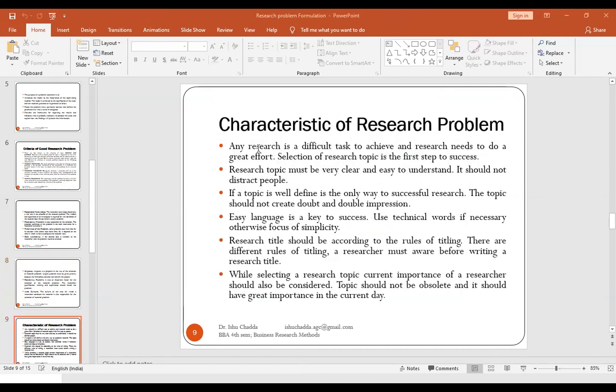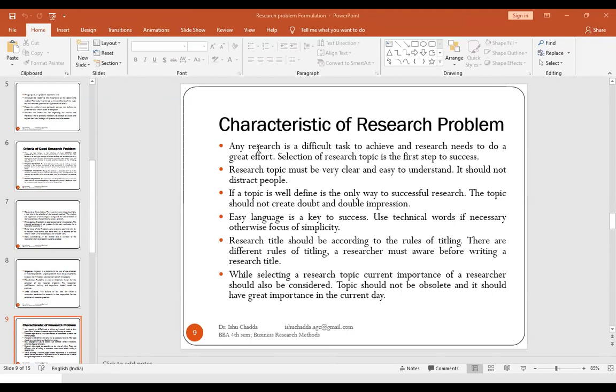The next is the characteristics of a research problem. Any research is a difficult task to achieve, and the researcher needs to make a great effort. Selection of a research topic is the initial step to success. The research topic must be very clear and easy to understand. It should not distract people. If the topic is well defined, it is the only way to succeed in the research. The topic should not create doubt and double impression. Easy language is the key to success. Use technical words if necessary, otherwise focus on simplicity.